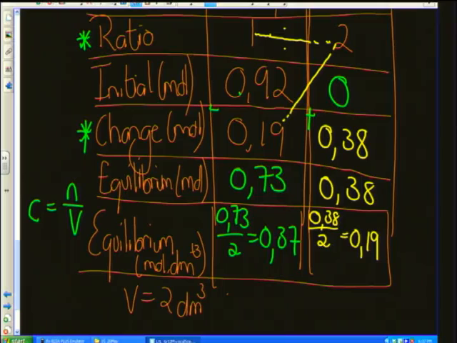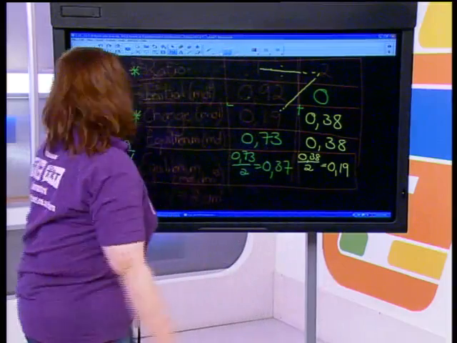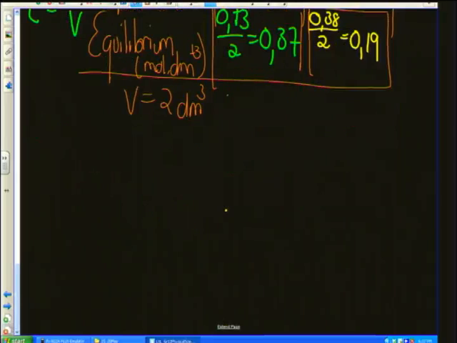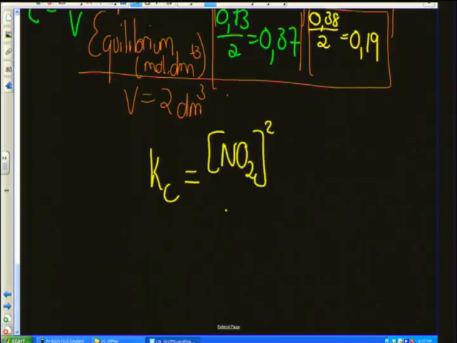We've actually done the hard work. Now some of you are going, oh, don't worry, we'll do another one. Okay. From here, now I need to write my Kc expression. Now my Kc expression is the concentration of the products divided by the concentration of the reactants. My products was the NO2, but there's a 2 in front of the NO2 in the equation, so it's squared, divided by the concentration of the N2O4.